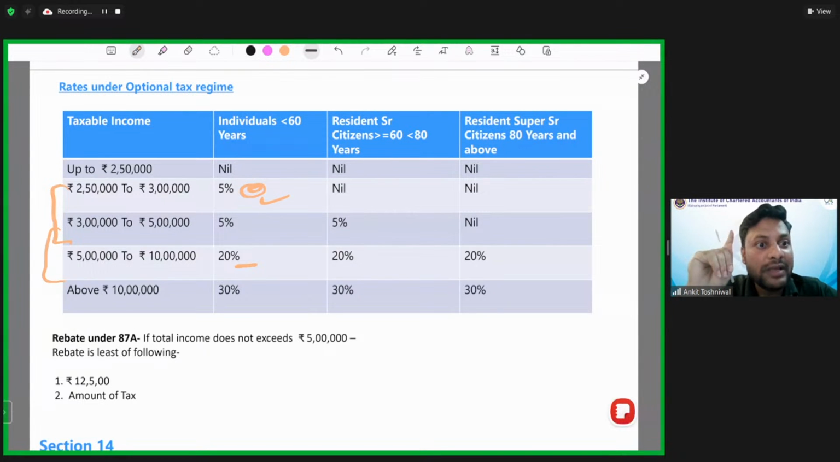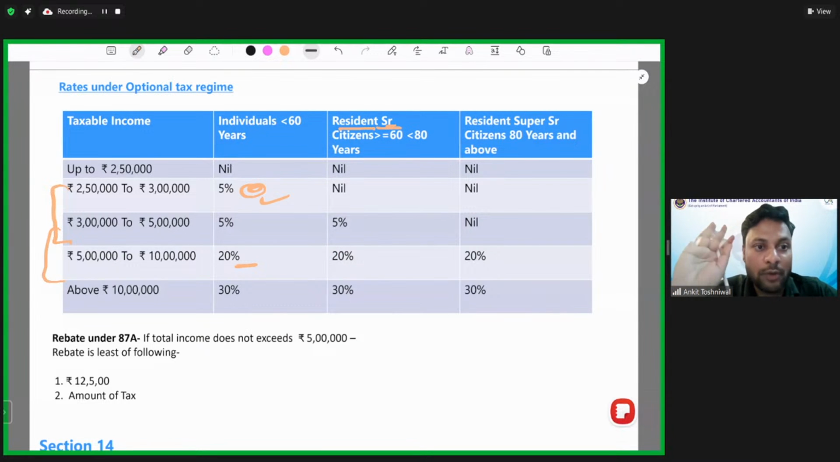If an individual who is resident, point to be noted, whose age is 60 years or above but less than 80 years, whom we call a senior citizen. If a person is a resident senior citizen, then there will be no taxation up to rupees 3 lakh.